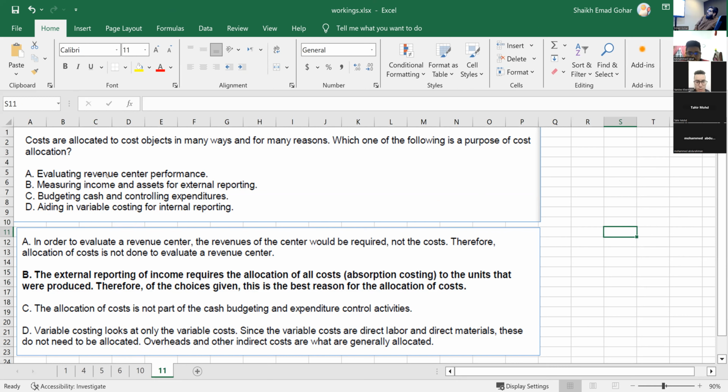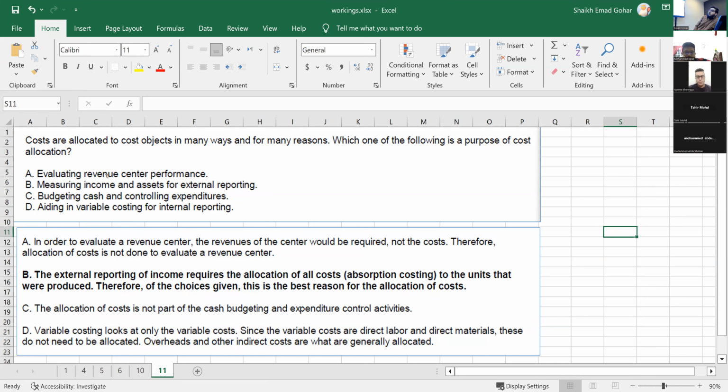So my friends, why is A not the answer? Did anyone say A? You said A. So see, they are asking which of the following is the purpose of cost allocation. So how can A be the answer? Because in A they are talking about evaluating a revenue center. A revenue center is only concerned with revenue, right? So the purpose of cost allocation is not there. So A is not the answer.